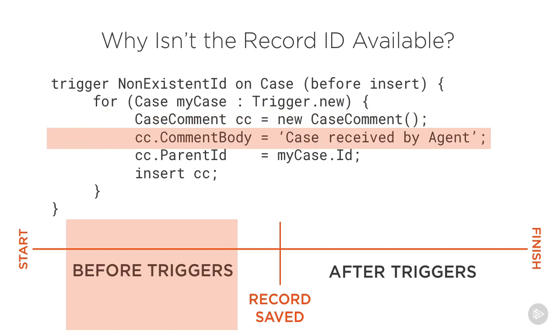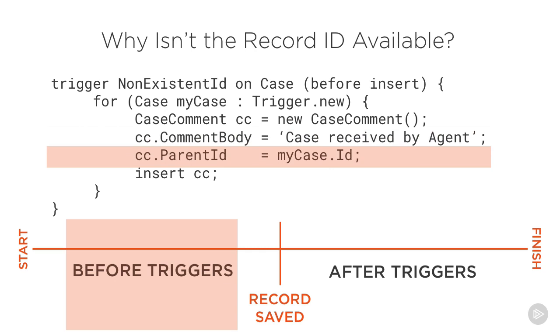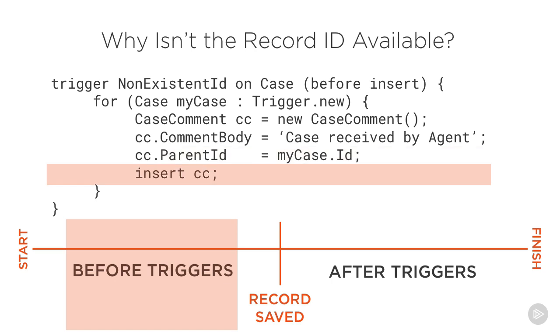Then we set the case comment's body. Then we set the required parent ID field of the case comment, which is supposed to be the case ID of the case just inserted in our trigger. Finally, we attempt to save our work, only to receive the required parent ID field missing error.